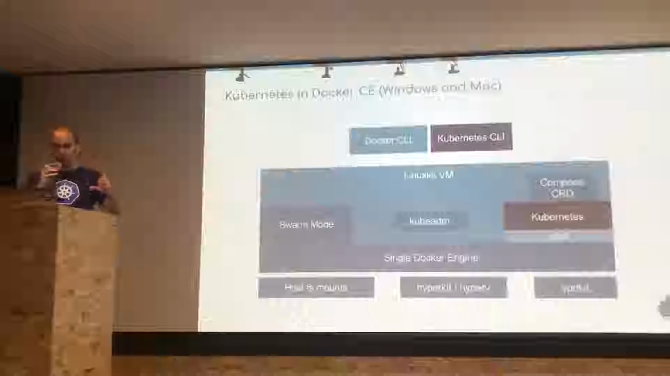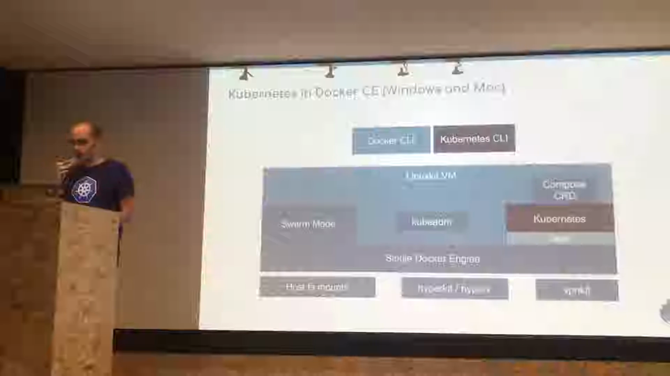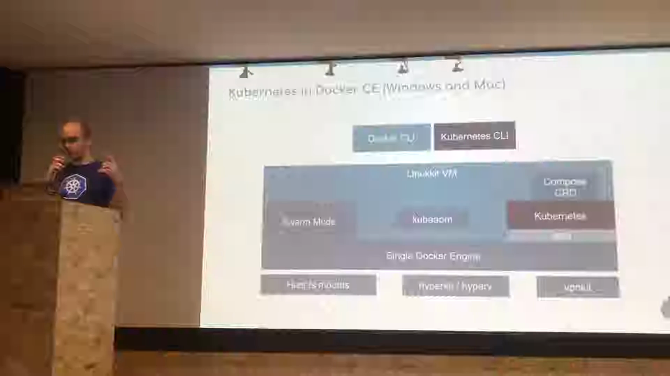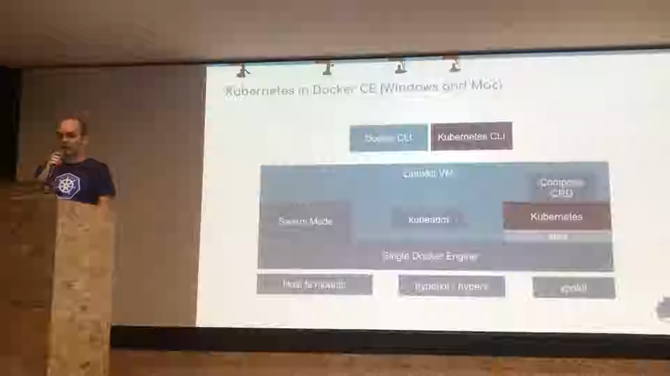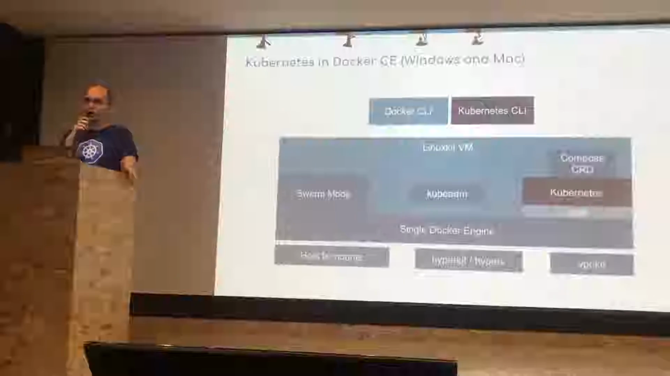So the big block in the middle is what is actually the Docker CE edition. It features a single Docker engine isolated in a very minimal virtual machine. And in the upcoming version, that single engine will allow you to enable swarm mode using the existing features that we have today if you do docker swarm init.